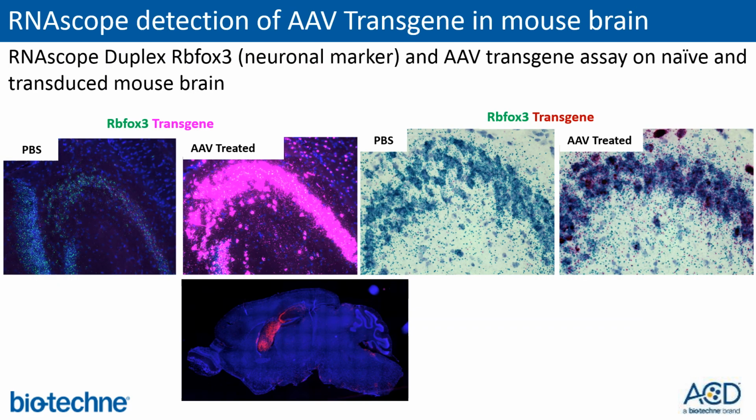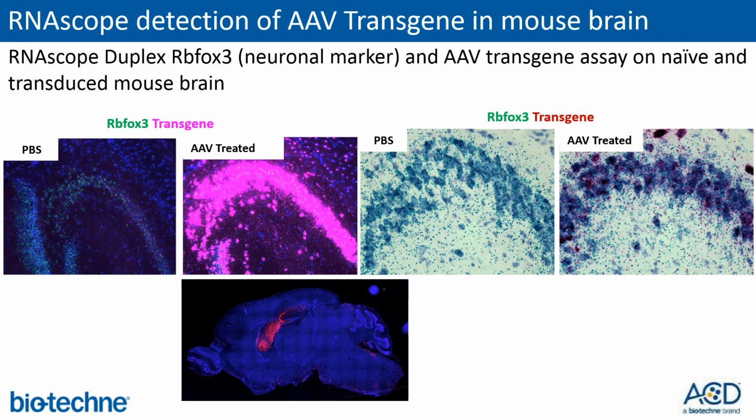In this instance, RNAscope was used to detect an AAV transgene in mouse brain. And again, Rbfox3 was used as a neuronal marker. In this instance, the expression of the transgene is predominantly in Rbfox3 positive cells and identifying neurons.